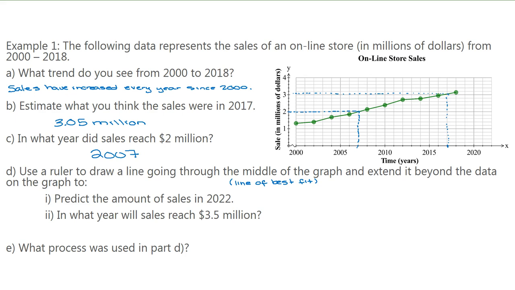So using a ruler, draw a line through as many points as you can and try to have an equal number of points above the line and below the line. So here's my line of best fit here in black. So now I'm going to predict the amount of sales in 2022. So that's right here. So if I go straight across, that looks to be 3.6 million.